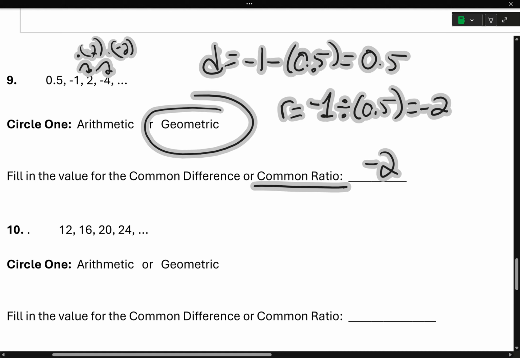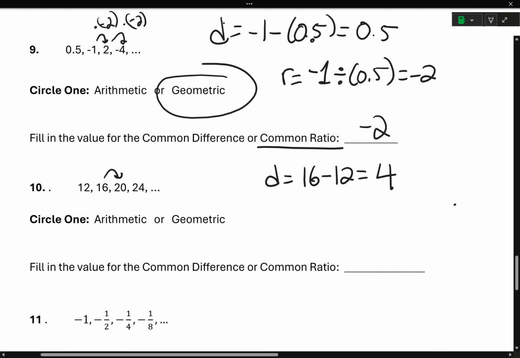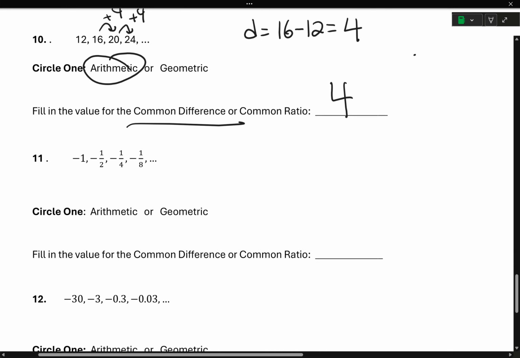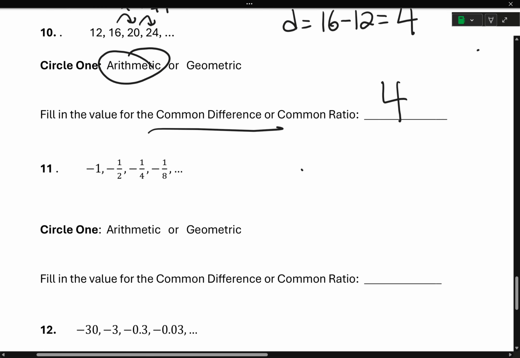All right. Number 10. For number 10, let's start with common difference. Term 2 minus term 1 is 4. Let's see if it holds. Is 16 plus 4 20? Yep. Is 20 plus 4 24? Sure is. So it's arithmetic. We got a common difference of 4. Number 11. Start with common difference.